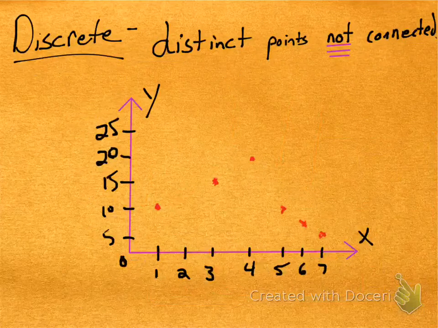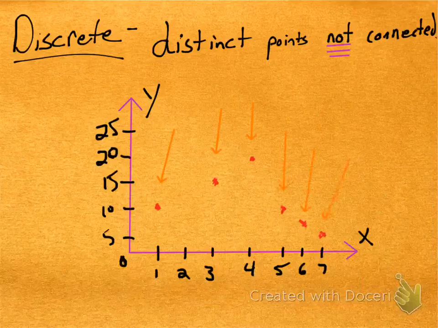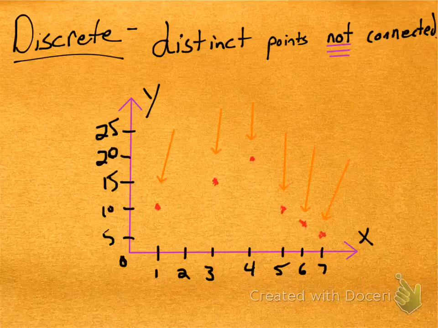Now let's check out discrete. Discrete means that you have distinct points, not connected by a line or a curve. So like right here, you see there's no line over there? They're all just distinct points. So that's why it's called discrete.